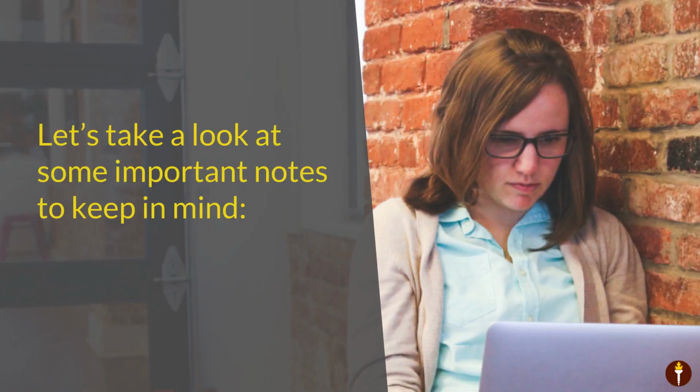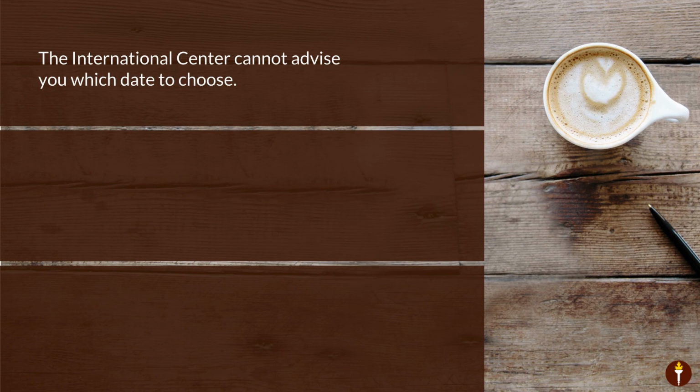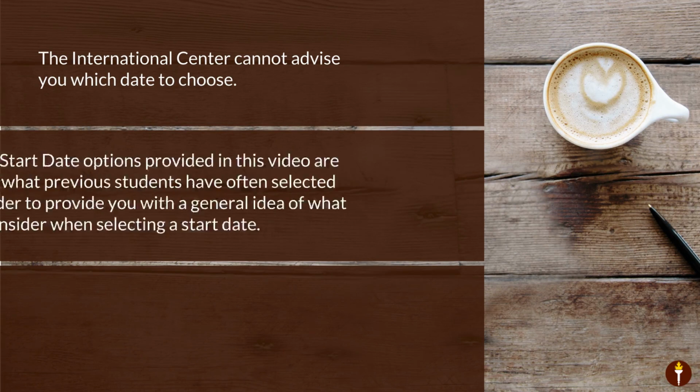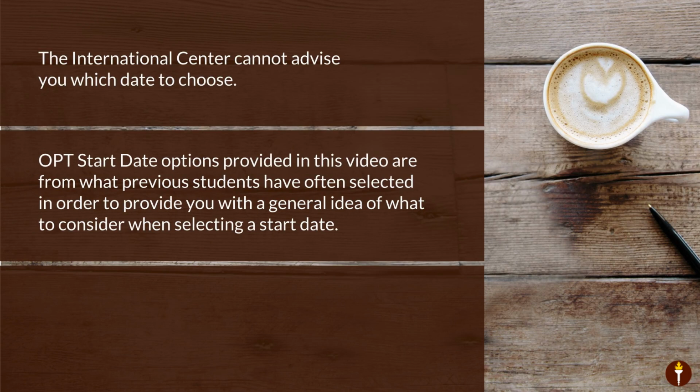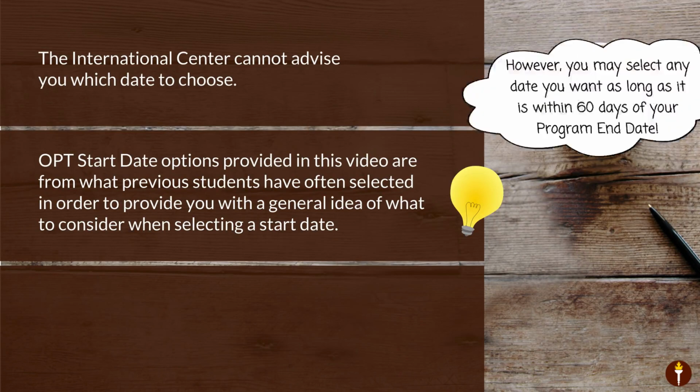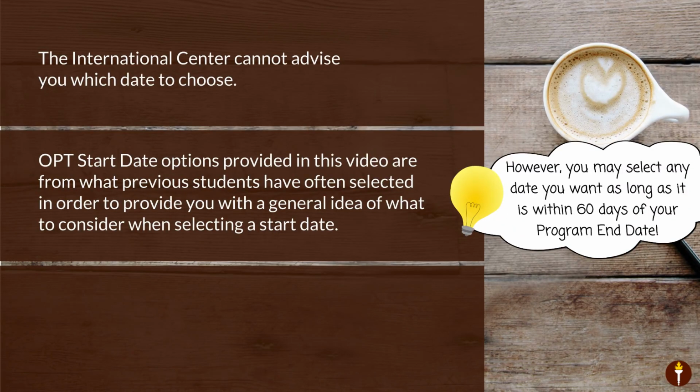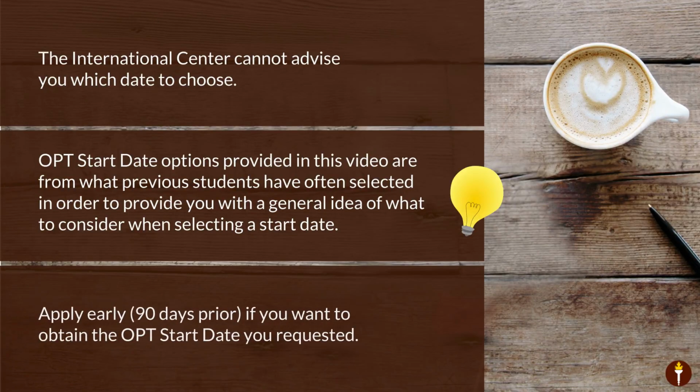Let's take a look at some important notes to keep in mind. The International Center cannot advise you which date to choose. OPT start date options provided in this video are from what previous students have often selected in order to provide you with a general idea of what to consider when selecting a start date. However, you may select any date you want as long as it is within 60 days of your program end date. Apply early, 90 days prior, if you want to obtain the OPT start date you requested.